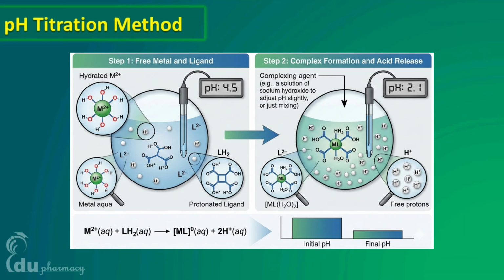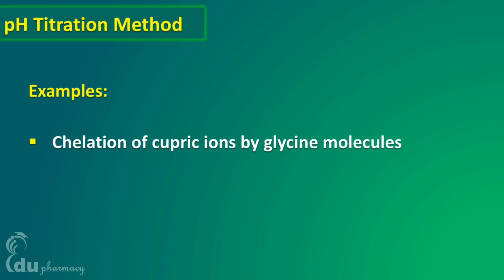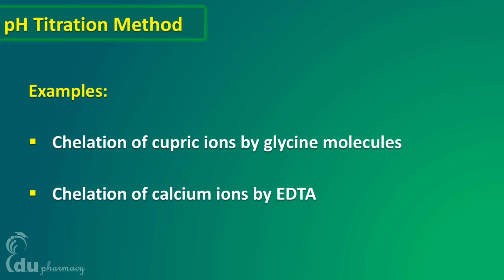If the complex formation is accompanied by a change in pH, we can determine the donor-acceptor ratio and the stability constant by pH titration. For example, the chelation of cupric ions by glycine molecules and the chelation of calcium ions by ethylene diamine tetraacetic acid. In both these complexation processes, pH changes as the reaction proceeds. Let's understand the basic principle of this experiment.